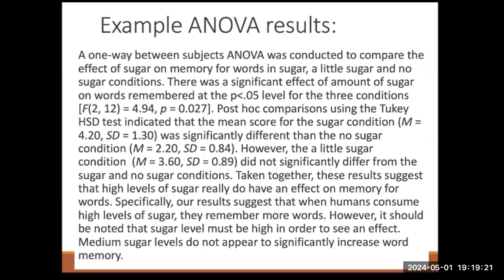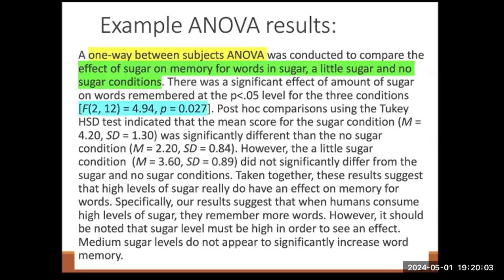This is an example of ANOVA results, right? And I'm going to break it down. So first of all, in yellow, that tells you the type of analysis that was used. It's a one-way between subjects ANOVA. So that right there, you know that there are different groups, right? In green, the effect of sugar on memory for words in sugar, a little sugar, and no sugar conditions. Okay, so our independent variable is sugar. The levels are sugar, a little sugar, and no sugar. So there are three conditions. And the dependent variable would be the memory for words.